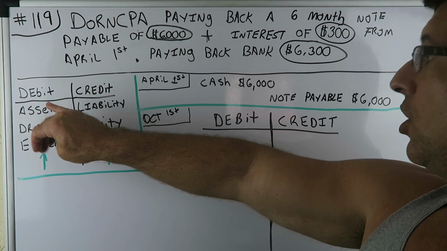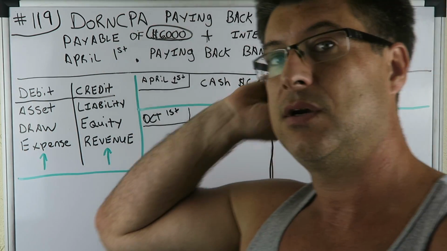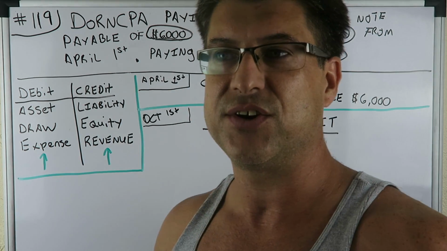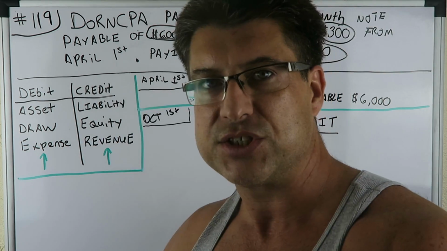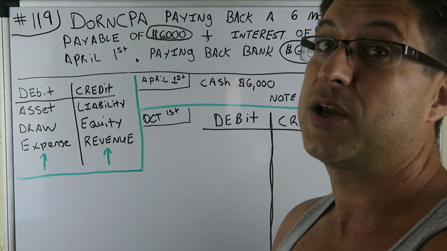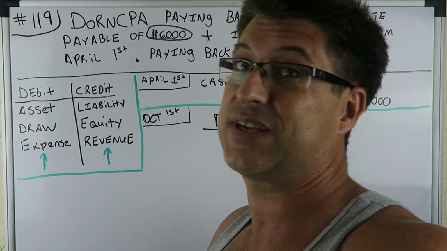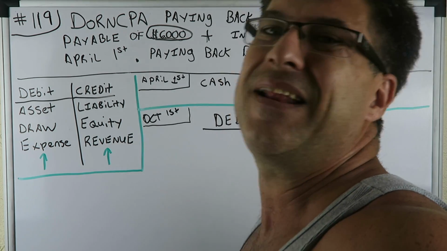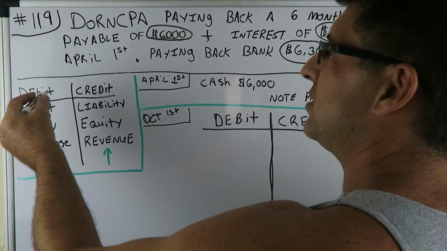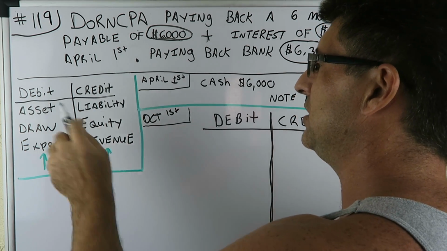Now we're going to use DC Adler to help us out here. DC Adler, you've got to know DC Adler. It helps so much. That's the number one thing that helped me pass my exams to be a CPA. So I could be the strongest CPA in the game. If I didn't pass the CPA exam, I would just be the strongest accountant in the game, and that ain't right. Anyway, so we got debit, credit, asset, draw, expense, liability, equity, revenue, DC Adler.